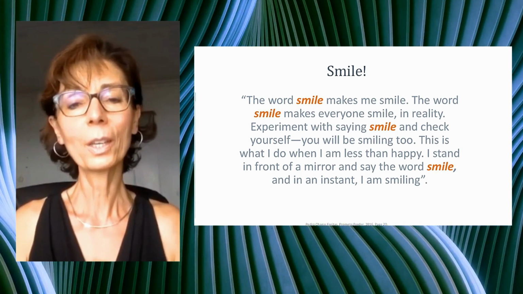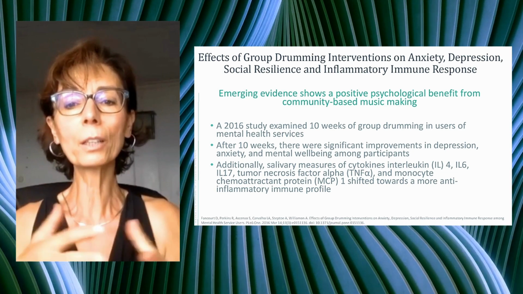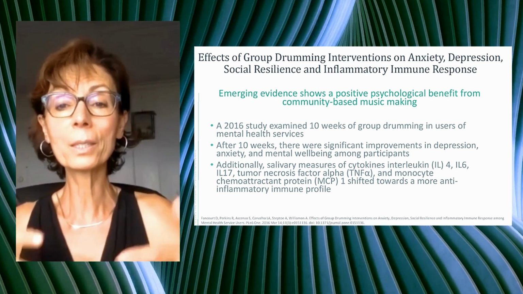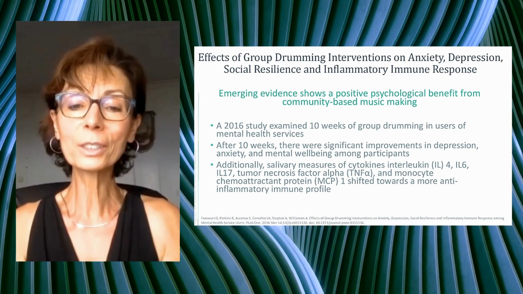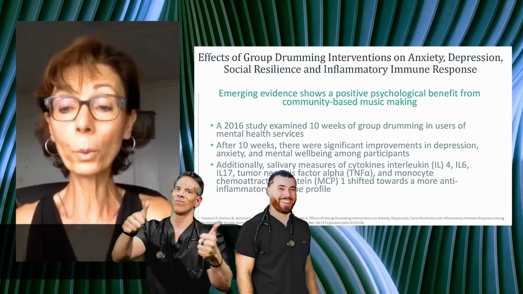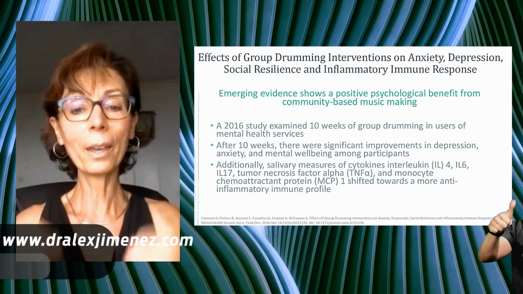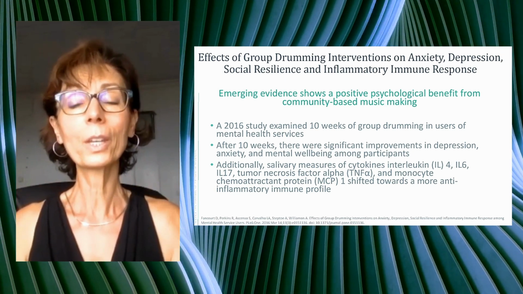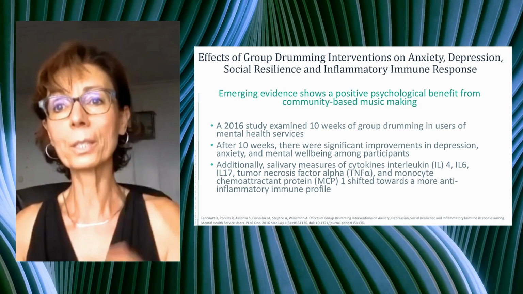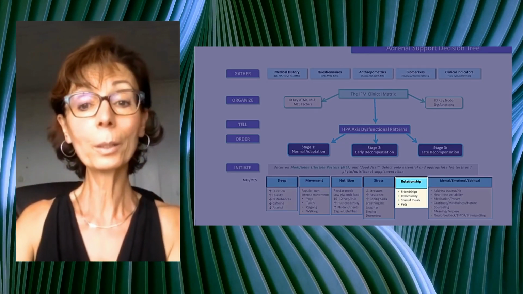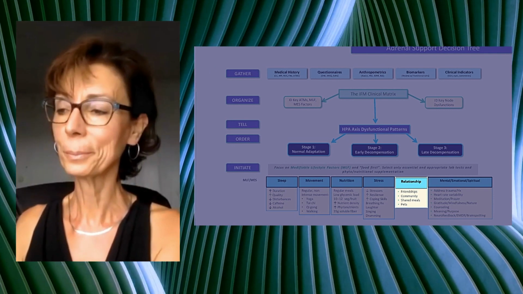Drumming. This is a study on group drumming, showing a positive psychological benefit from community-based music making. And this is an amazing study. They actually looked at levels of cytokines, interleukin-4, interleukin-6, tumor necrosis factor, and cortisol levels, and we saw a decrease in cortisol levels, an increase in antioxidant capacity, and a decrease in the inflammatory cytokines. Pretty amazing. Let's move on to relationships.